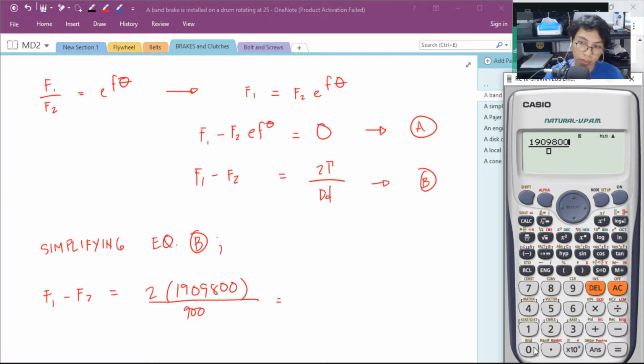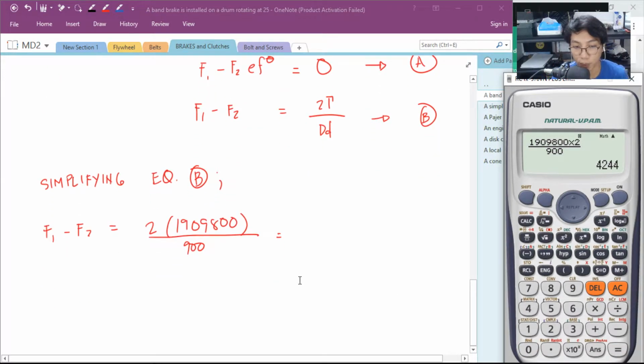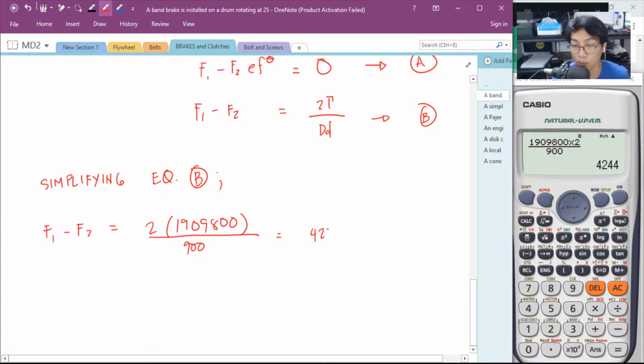1909,800 times 2 divided by 900. The answer is 4244 newtons. So this is equation B. Okay? F1 minus F2 equal to 4244 newtons. Okay.